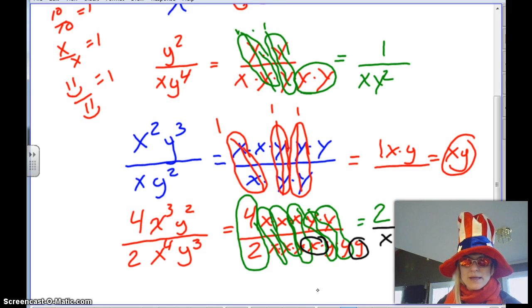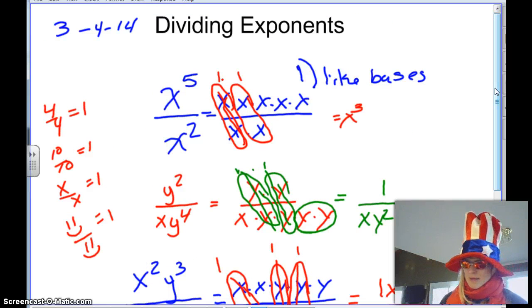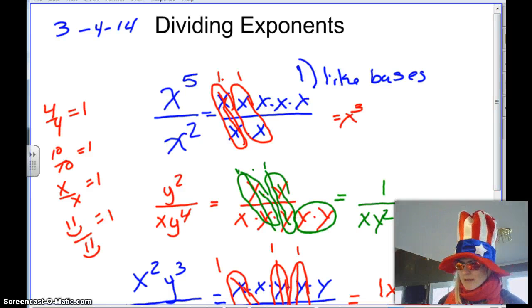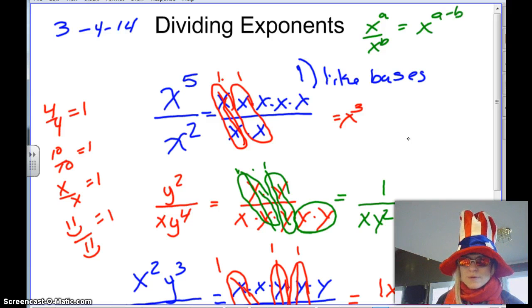Now, if you look at the power rule, the power rule says that when you divide, you subtract. Okay? So let's look at how that rule applies here. Sometimes I find this rule confusing. I kind of like the crossing out better, but I'm going to show you the rule anyway. The rule says that when you have x to the a over x to the b, you can do x to the a minus b. Now I probably just confused everyone there, but let's look at how this rule applies here.